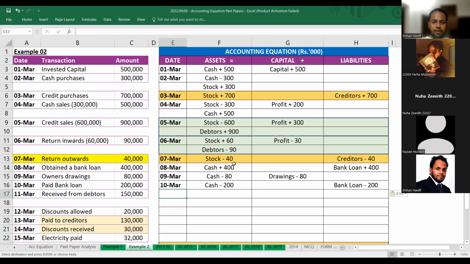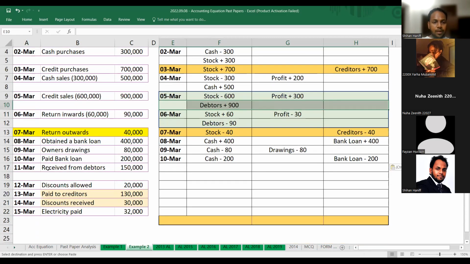Received from debtors. Now here there is a debtor. Now here 900 debtor is there. So he is giving us money. He's giving us money 150,000. And when he is giving money, we are giving a discount of 20,000. So that's the transaction. So I'll write it separately. First, receiving from debtor.